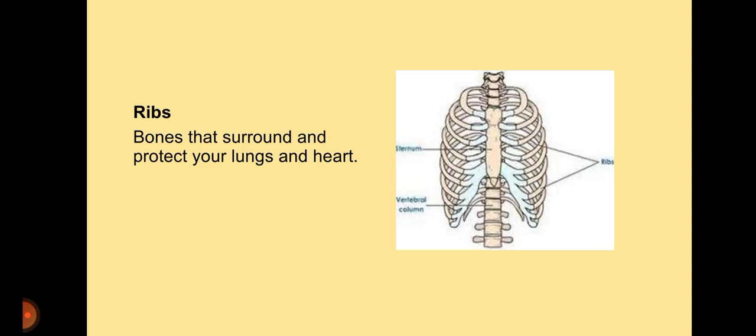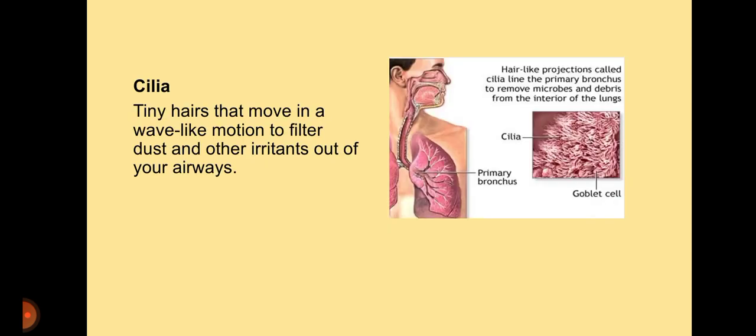Next are the ribs. The ribs are the bones that surround and protect your lungs and heart. They move slightly to help your lungs expand and contract. So that's the function of the ribs. Next is the cilia, tiny hairs that move in a wave-like motion to filter dust and other irritants out of your airways. These cilia protect the nasal passageway and other parts of the respiratory tract, filtering out dust and other particles that enter the nose through the breathed air.